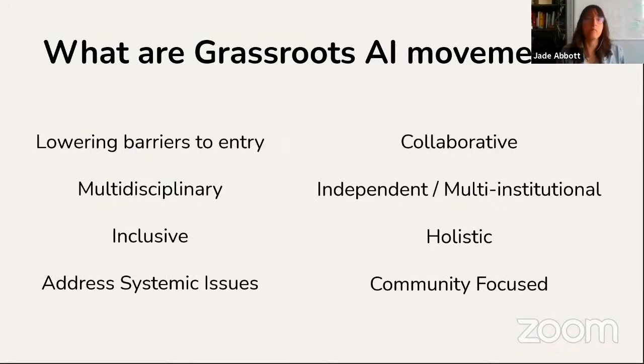And how do they differ from other movements within AI or other, more formal research initiatives? The goal with all these AI research movements is focusing on lowering barriers to entry, on collaboration, on multidisciplinarity, usually either independent or multi-institutional, as opposed to being tied to a specific university or company. The goal is for it to be as inclusive as possible, as well as to deal with problems in a holistic manner.